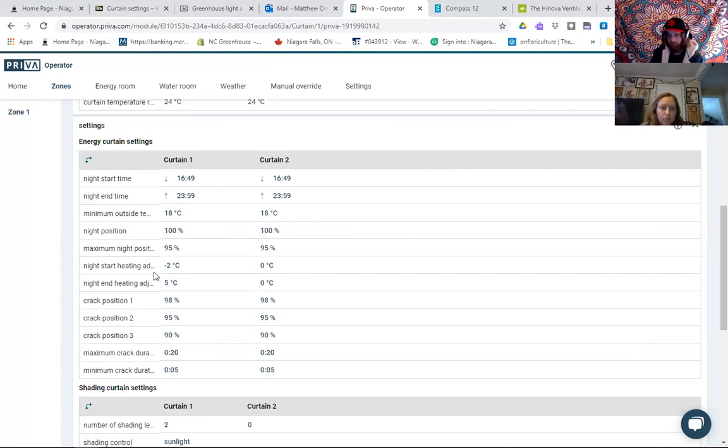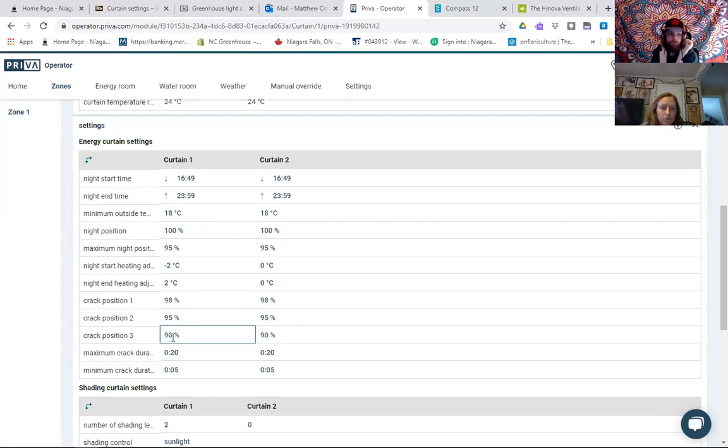So I don't know, 5 degrees might be too much. 2 degrees. So if we add 2 degrees to the greenhouse just before the curtains open, we'll kind of mitigate that cold air coming from above the curtains. Crack position.